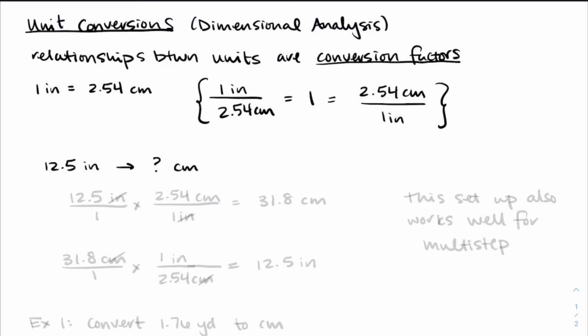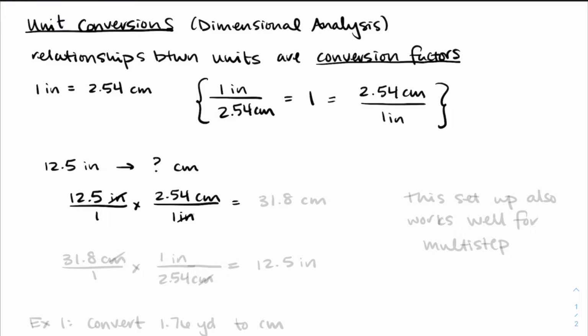Now, what that means is that we can use this ratio or fraction in a calculation and use it to convert from inches to centimeters or from centimeters to inches. So as an example, let's do 12.5 inches and convert it to centimeters. Again, I tend to put all of my starting points over 1 just so that things match up a little bit better. You don't have to, but if you're struggling, I suggest trying it.